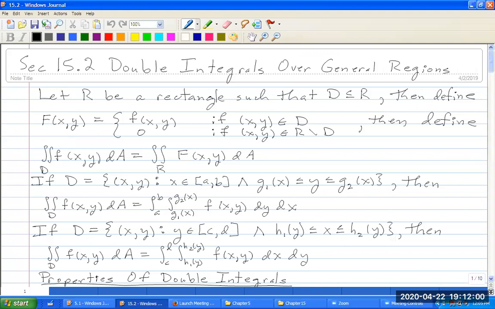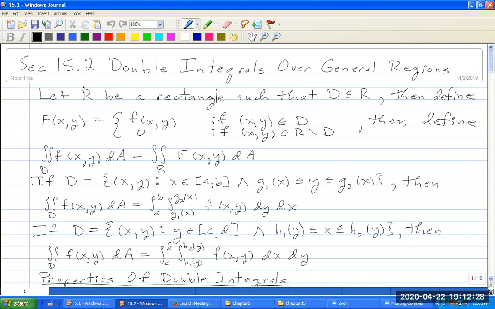Section 15.2, double integrals over general regions. In the last section, I've only been looking at integration over a rectangle. We're going to do the same thing, but now we're going to integrate over any sort of general region. It has measure more than 0.